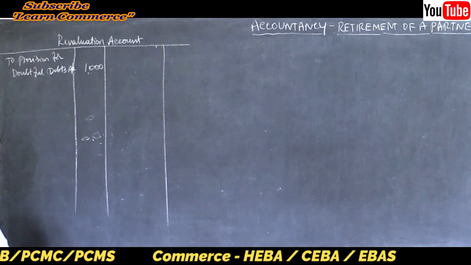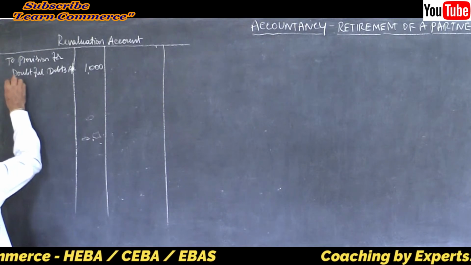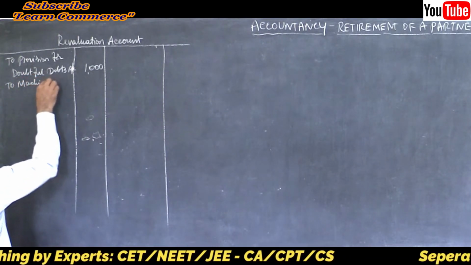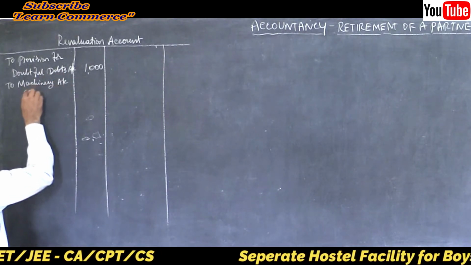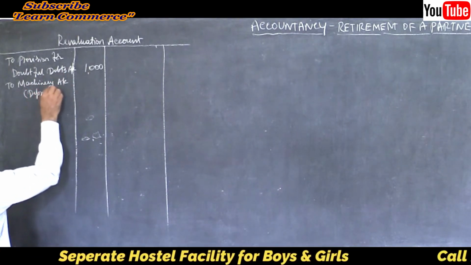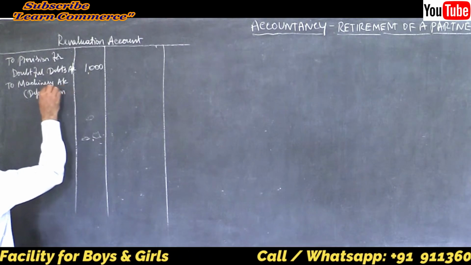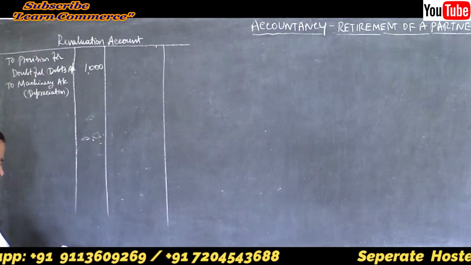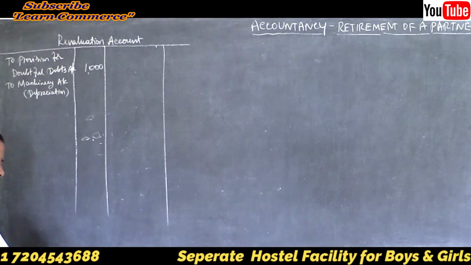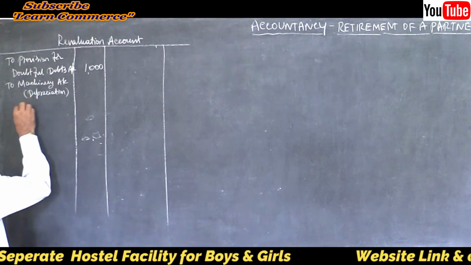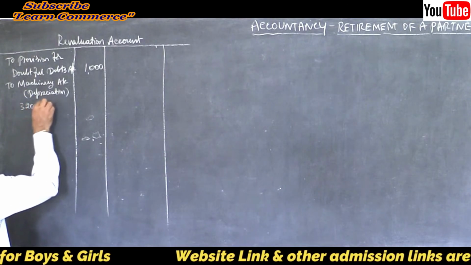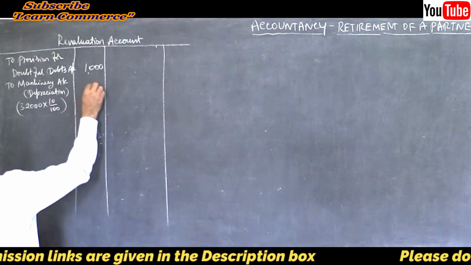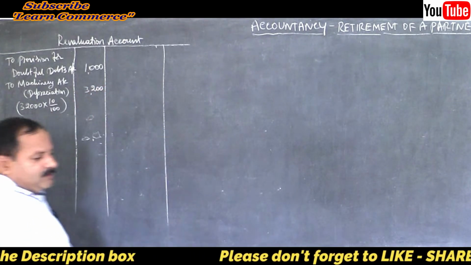Then to machinery account. Depreciation. Isn't it? How much? 32,000 into 10% comes to 3,200. Write it in the outer column.